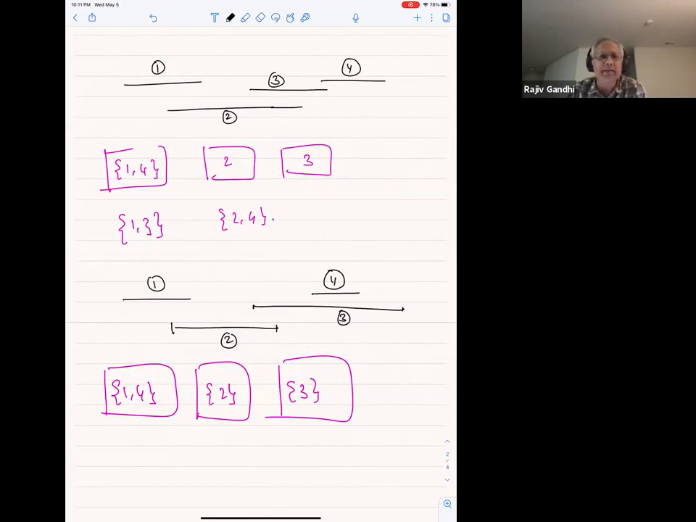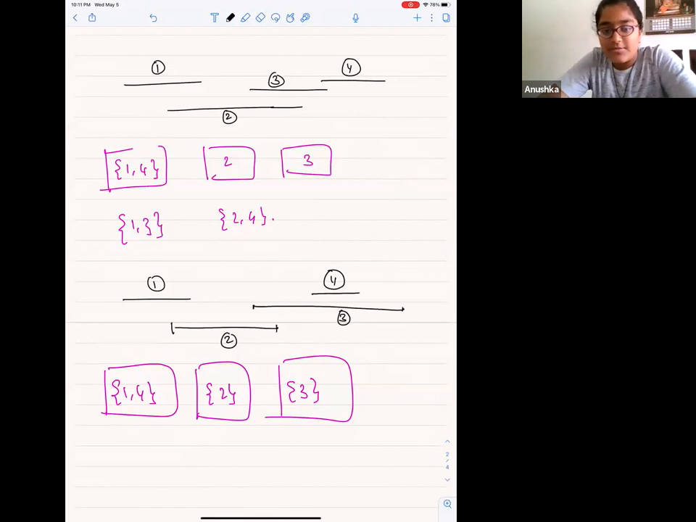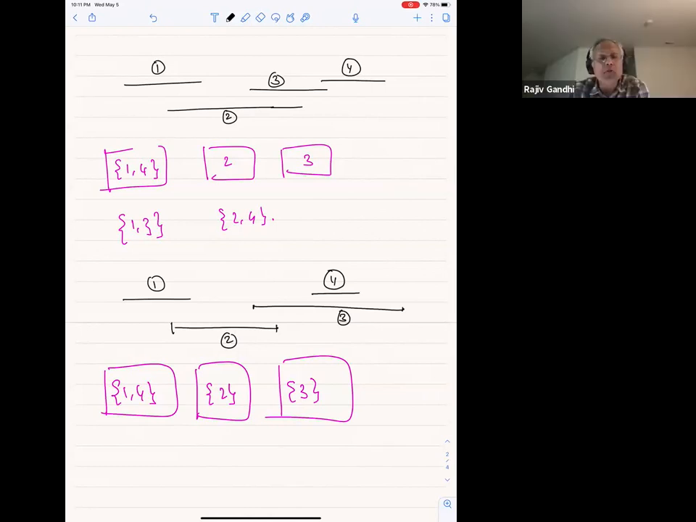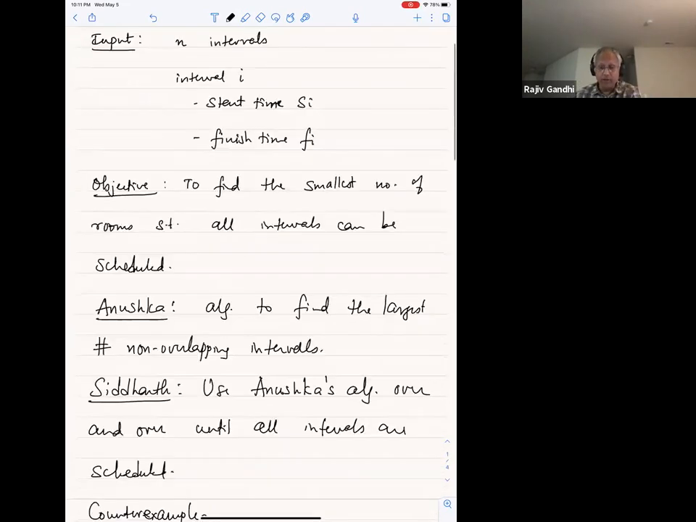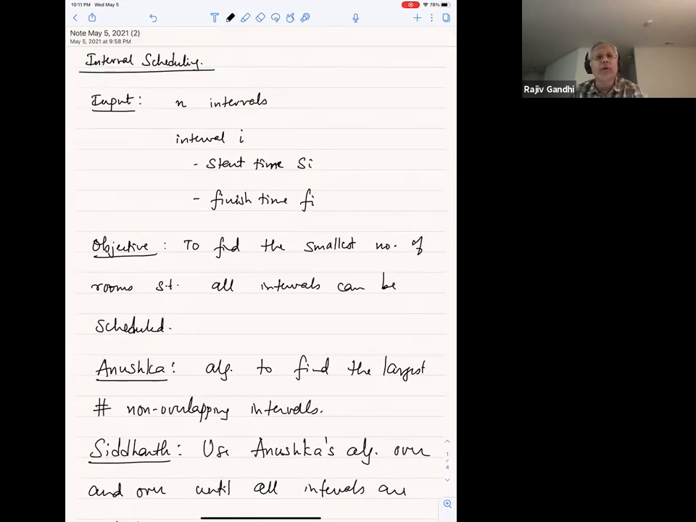Let's go to Anushka again. She seems to think of good algorithms. Go ahead, Anushka. Sir, it's not the algorithm. I mean, just because Siddharth's algorithm got a counter example doesn't mean my algorithm is wrong, right? That is true. Your algorithm is correct to find the maximum number of non-overlapping intervals, but this is a different problem. This problem says we want to schedule every interval and we want to use the smallest number of rooms. How do we solve that?